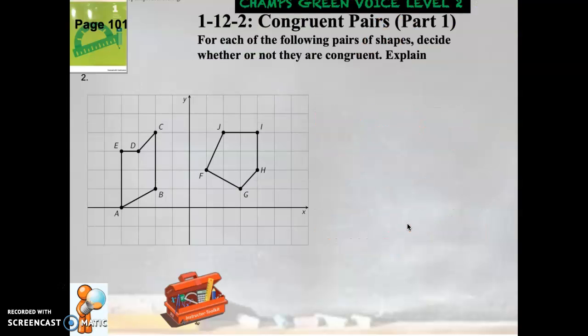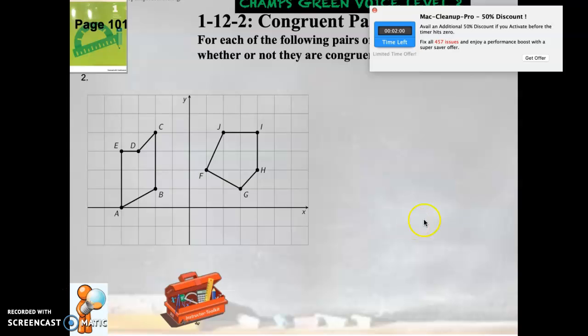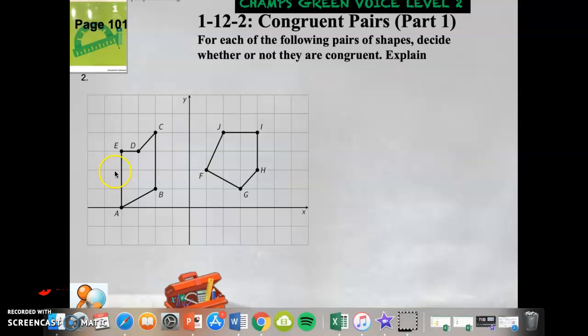This one here, go ahead and look at it. In your head, is it congruent? Yes or no? If you said it is not congruent, you are correct. It is not the same shape. It is not the same size. I can already look at the grid. I do not have corresponding points.